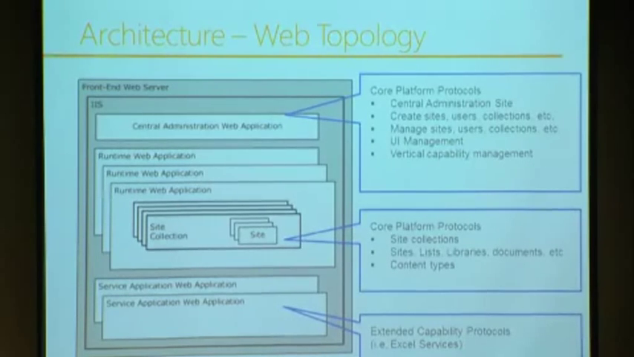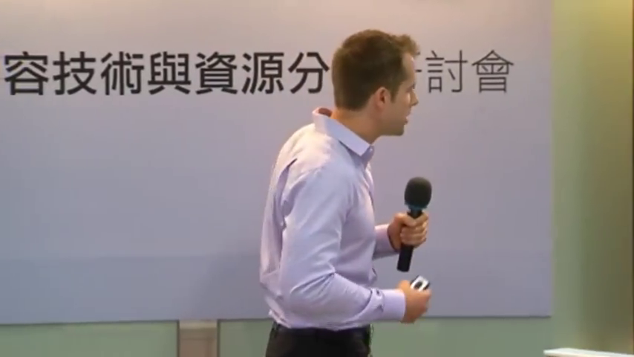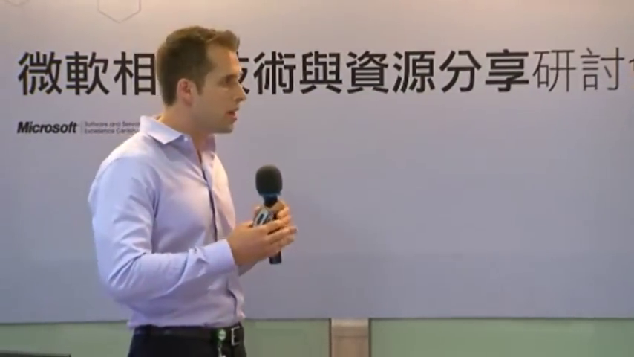You also have the core platform protocols that are defined within the runtime web applications, and this is actually where the storage containers exist. It's where the site collections are. It's where the sites are. It's where the lists of data sit. It's where the document libraries and documents are. And then lastly, you've got the extended capability protocols, and these are separate service application web applications.